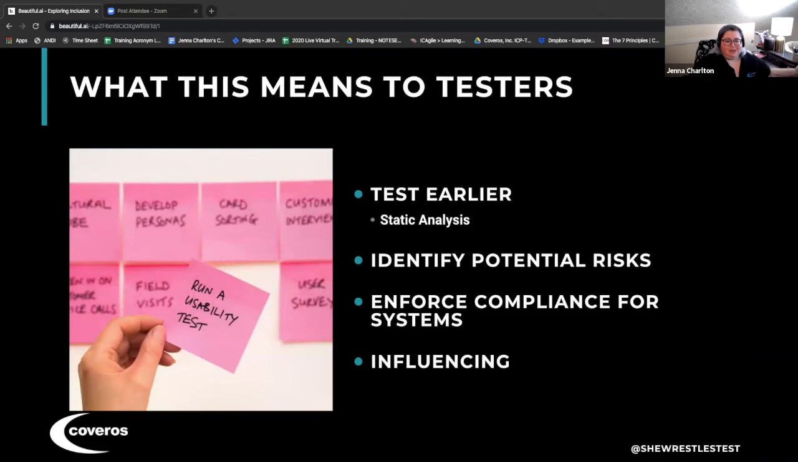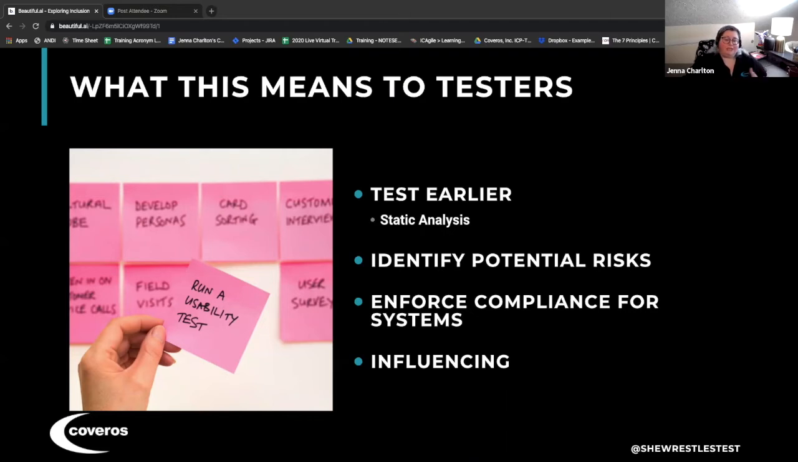So what does this mean to us as testers? Well, this means we can test earlier. We can do things like static analysis on our design system. We can do static analysis on wireframes. We can look at our requirements and really think critically about whether something is going to be an accessibility issue. So we can really shift left and really start testing earlier.